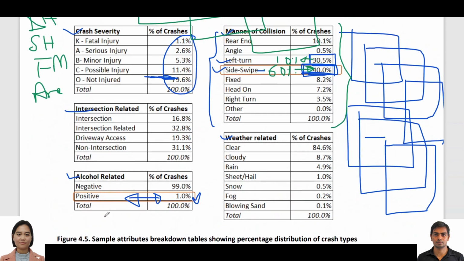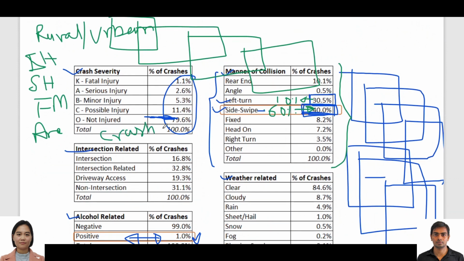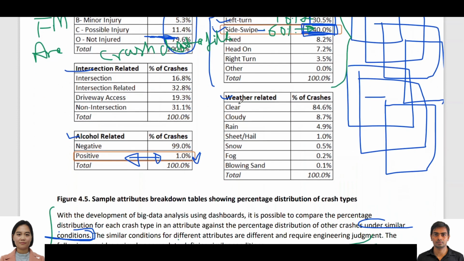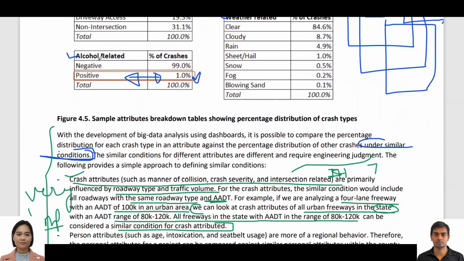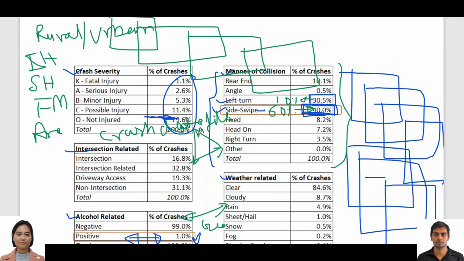If we are trying to build these tables from the crash data file, attributes such as crash severity, intersection related crashes, and manner of collision are more related to roadway. Weather may be a local thing, or alcohol related may be a local thing, so these two may be more related to geography. And we have hundreds of different attributes to look at.